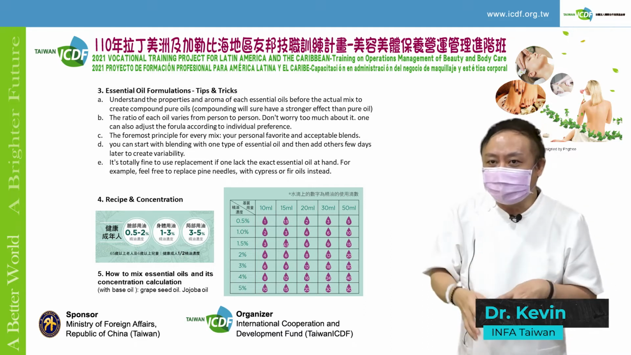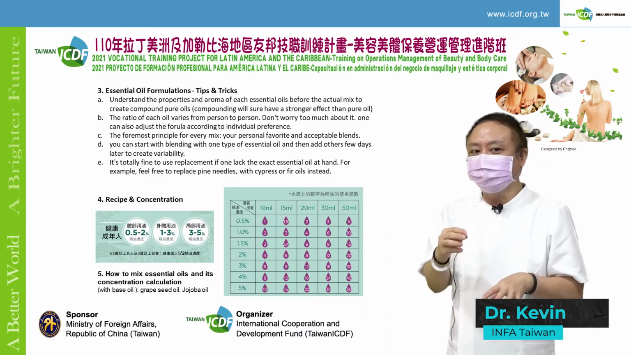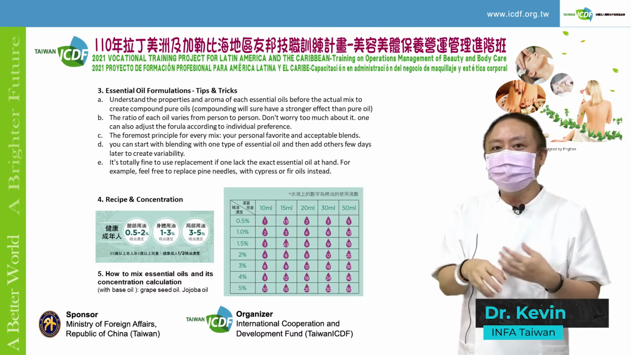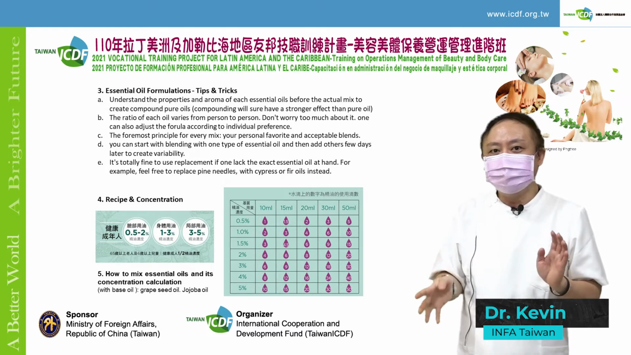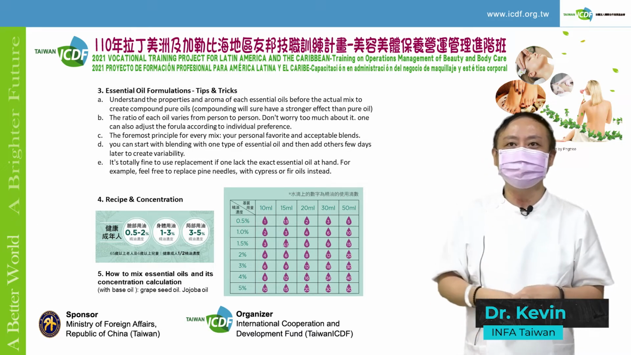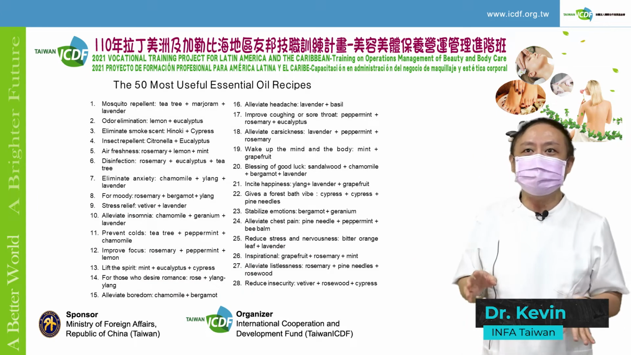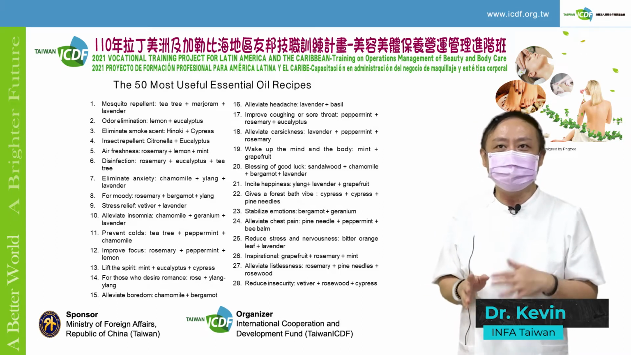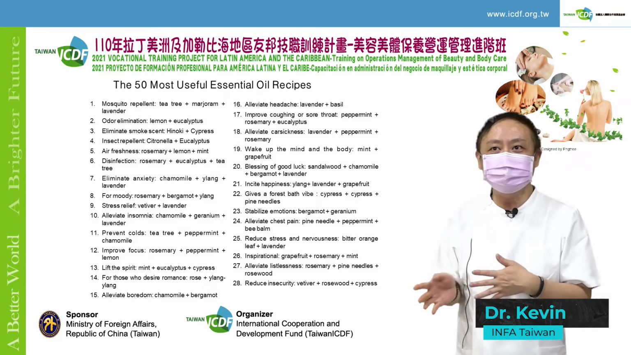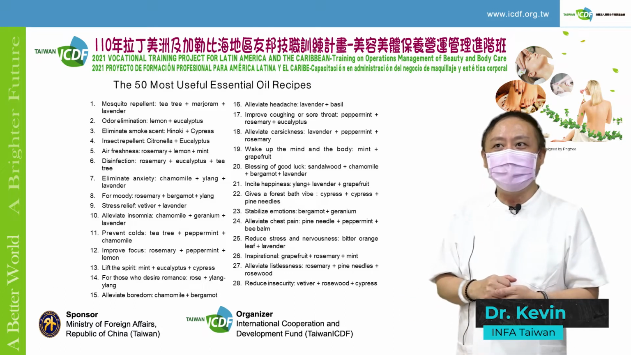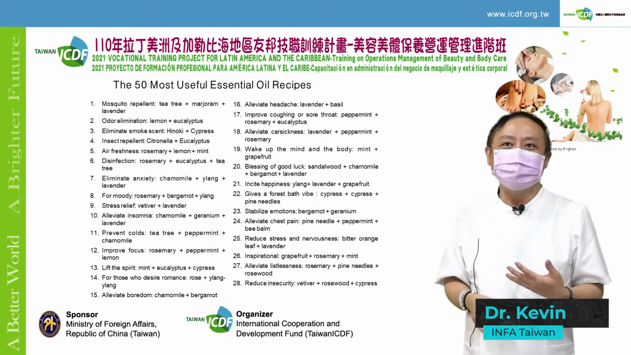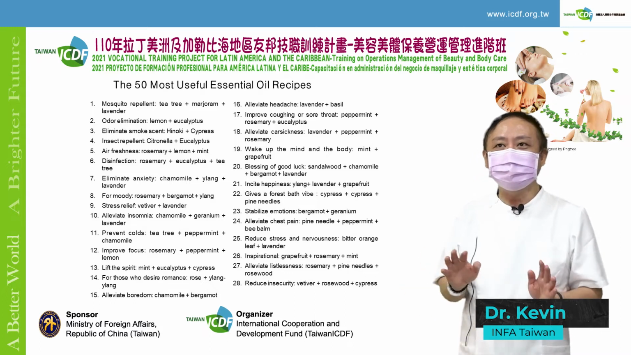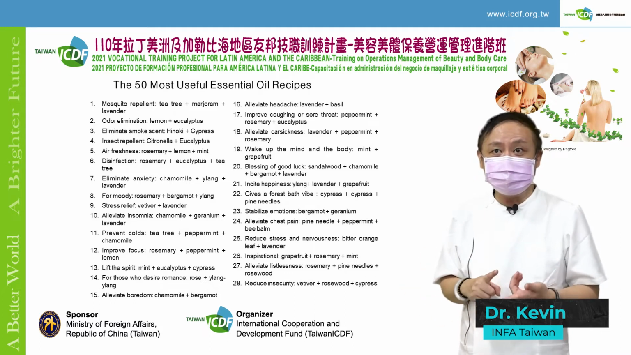Okay, next one, I'll tell you the 50 most useful essential oil recipes. Okay, so for mosquito or bug repellent, it's tea tree plus lavender. And for odor elimination, it'll be lemon plus eucalyptus. To eliminate smoke scent, it'll be hinoki plus cypress. Insect repellent will be citronella and eucalyptus. For air freshening, it'll be rosemary and lemon and mint. For disinfection, it'll be rosemary, eucalyptus, and tea tree. This is very good for antibacterial properties. These are all very commonly seen essential oils.